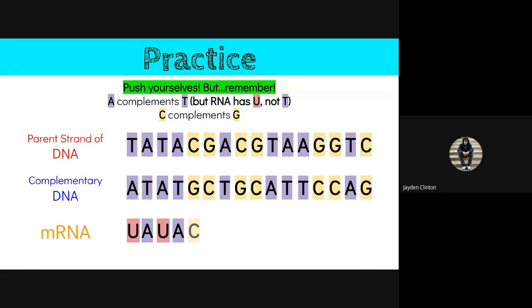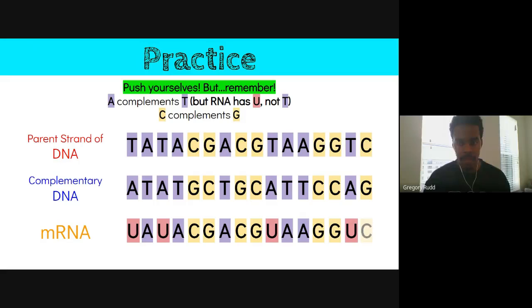C, C, G, A. C, G, U, A, G, G, U, C. Excellent. All right. So this is, again, the process of transcription, going from DNA to RNA. So good job with that.